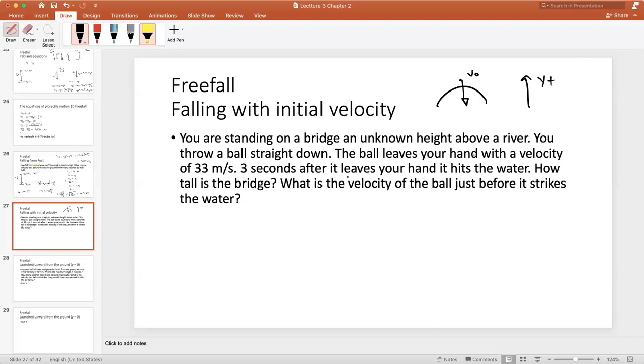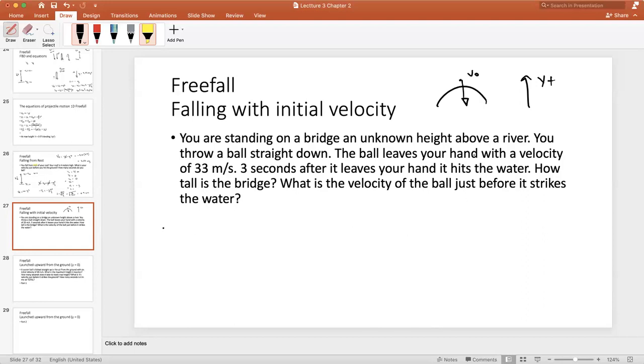And we're given that 3 seconds after it leaves your hand, it hits the water. So how tall is the bridge? Meaning, where did the ball leave your hand above the water? And then what is the velocity of the ball right before it strikes the water? We always want to know that.